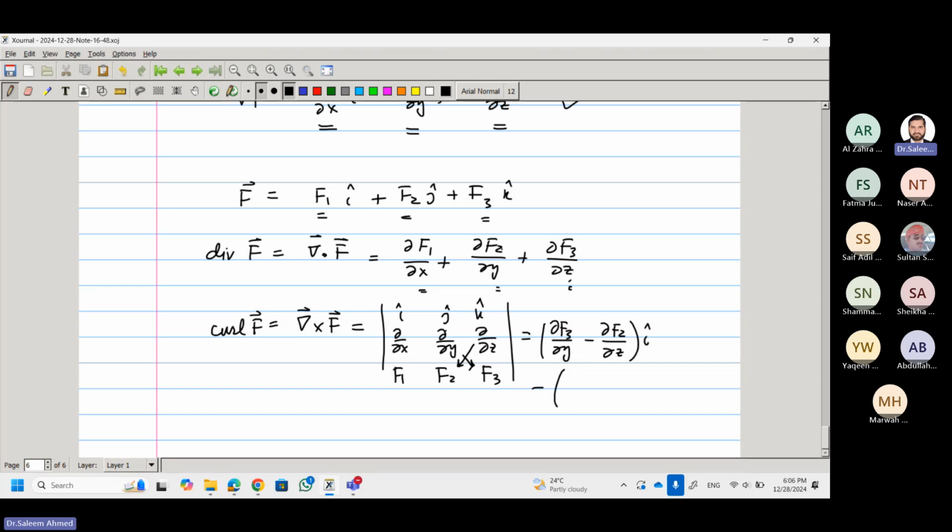Then with j, partial x of F3, F3 with x and minus z with F2, F1. This will be j. And then plus k. K will give you x, F2 and F1 y. F2 with x and F1 with y. K. Okay, so that's how you can find the divergence and curl.